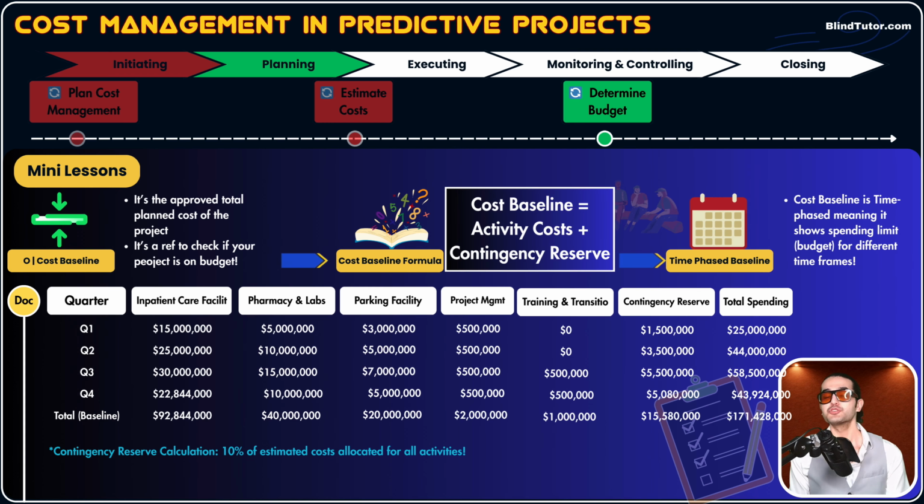And guys, in the risk part of our tutorial, we're going to dig into contingency reserve and management reserve. So you've got to stay tuned till we get to that risk part of the tutorial. But for now, just keep in mind that you could apply contingency reserve at any level you want. Most important point, cost baseline does not include management reserve.